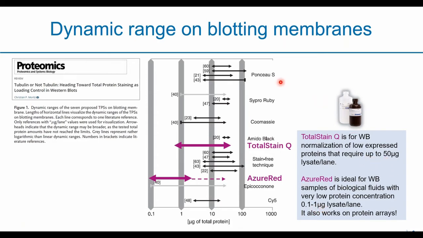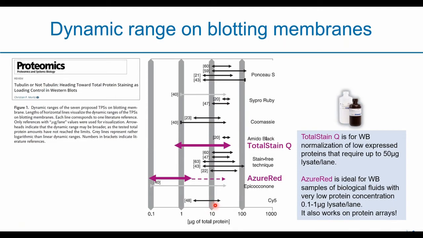Can you see? Right. On this figure, you can see there are multiple stainings available right now. You can do Ponceau S, SYPRO Ruby, Coomassie, Amido Black, other stain-free techniques, or even use cyanine dyes and epicocconone. Azure is a type of epicocconone, and it works like this. So this is for you to consider what kind of staining you want to use, so that it fits the protein load in each of the lanes.